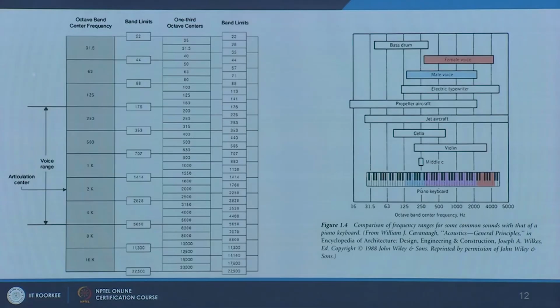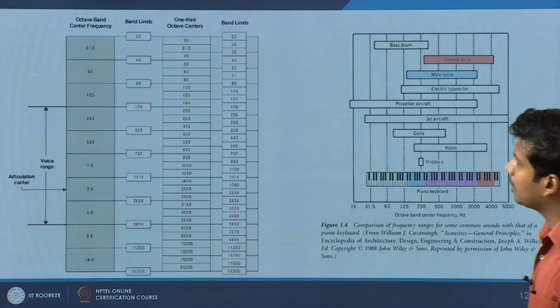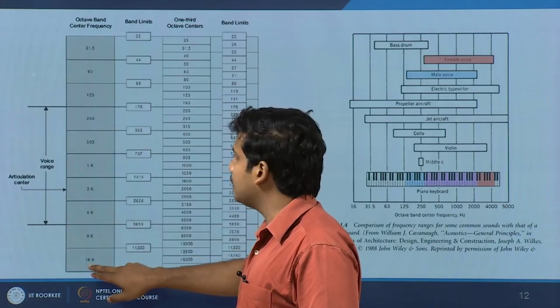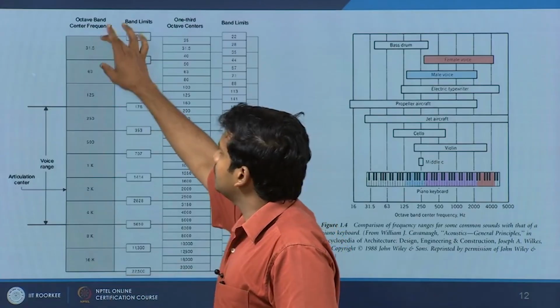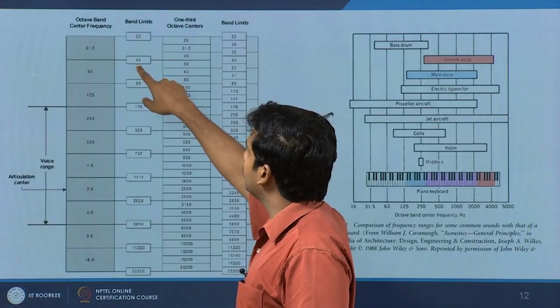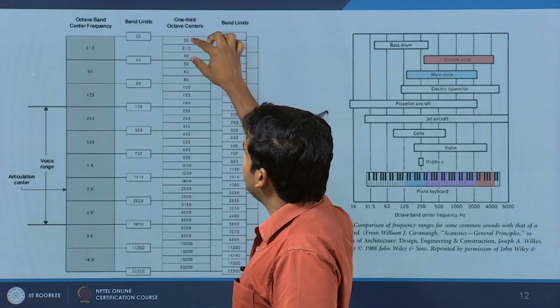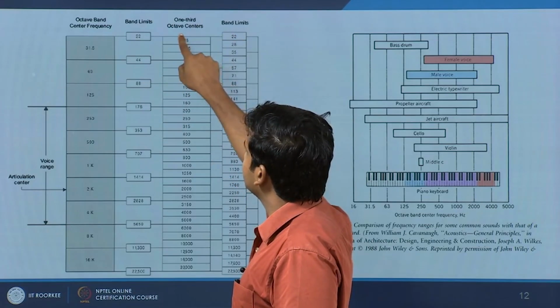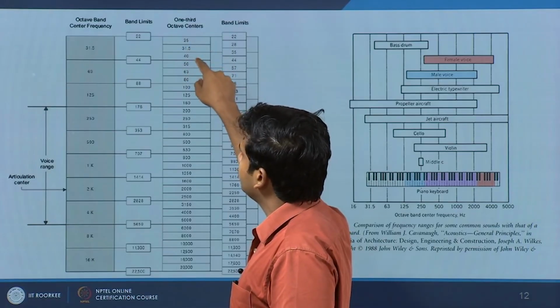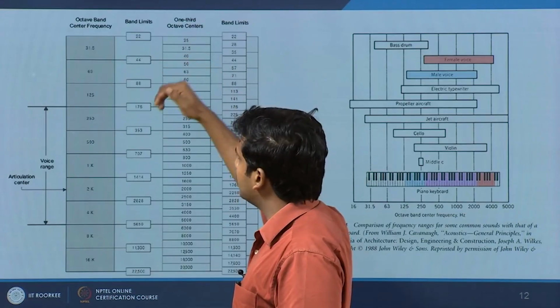So what is all this about octave and third octave? Let us start from, say, 31.5, and we will go up to 16 kilohertz. So this is one band. In this band the upper limit is 22 to 44 hertz. If you split that further into 3, you have the 1/3 octave band, where 25, 31.5 and 40, so 3 center frequencies are obtained.